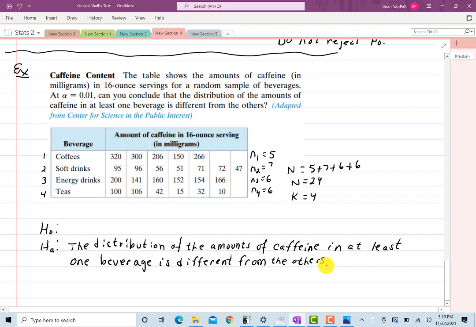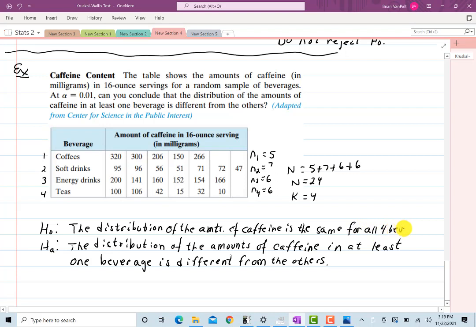That's the claim. And then for H sub 0, the distribution of the amounts of caffeine is the same for all beverages, for all 4 beverages.